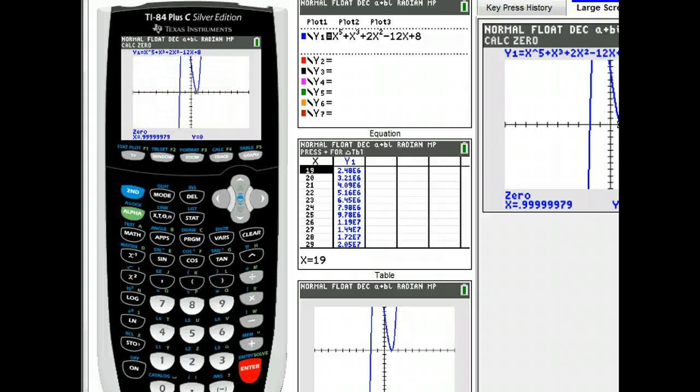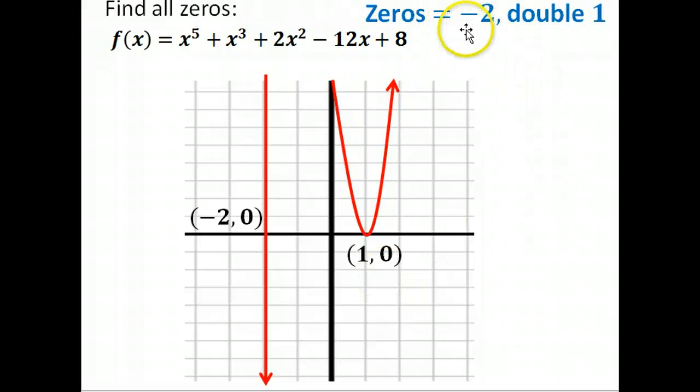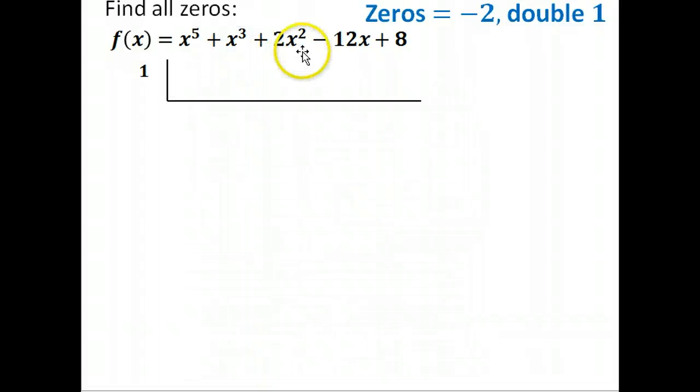Okay, now let's go back here. So I've got my -2, 0 right here, and then this one is 1, 0, my 2 intersection points. So my zeros are -2, and I've got a double 1 right here. Okay, now I'm going to set up a synthetic division. I'll take all of this right here, and I'll set up my synthetic division. I'm going to start with 1. 1 seems to be an easy one. I like to start with easy stuff.